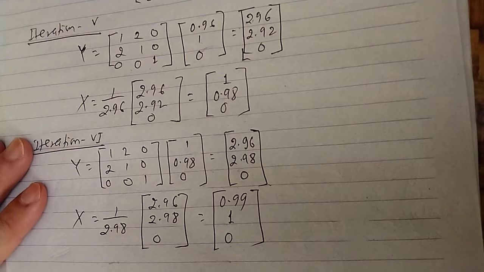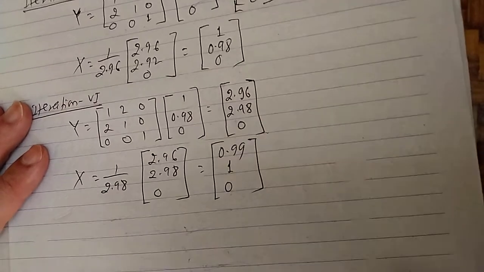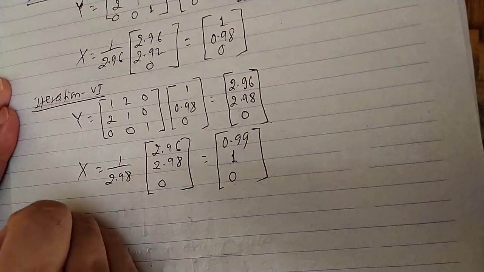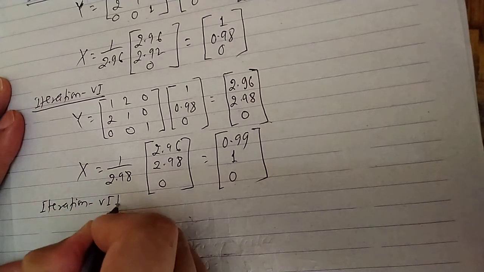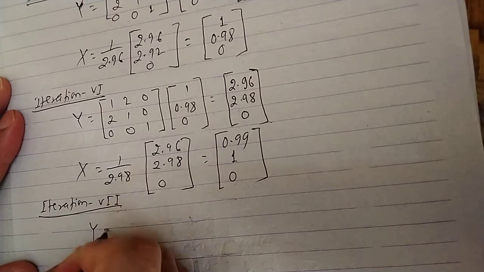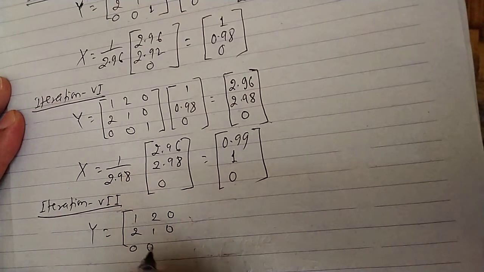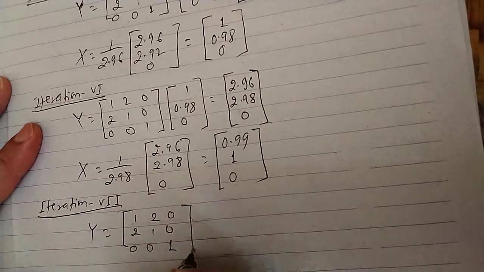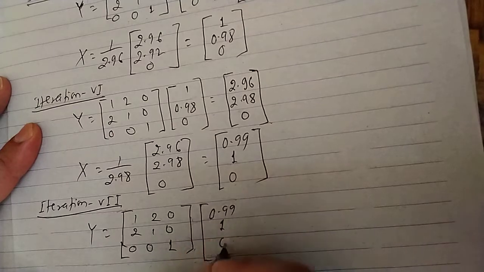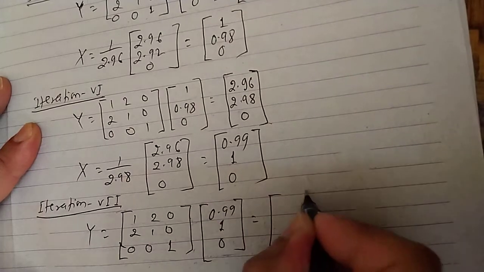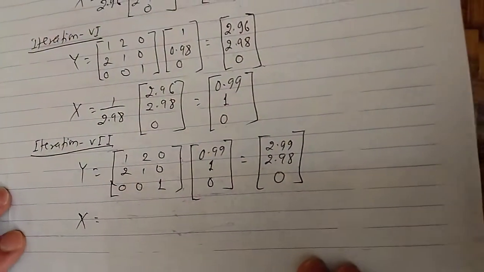Now we can say the values are getting repeated here. So do one more iteration, my suggestion, and then write down the answer. Iteration number 7. Let's calculate the value of y. So [1 2 0; 2 1 0; 0 0 1]. This is y, and x is [0.99, 1, 0]. So tell me the value here. All right, so this is the value of y.